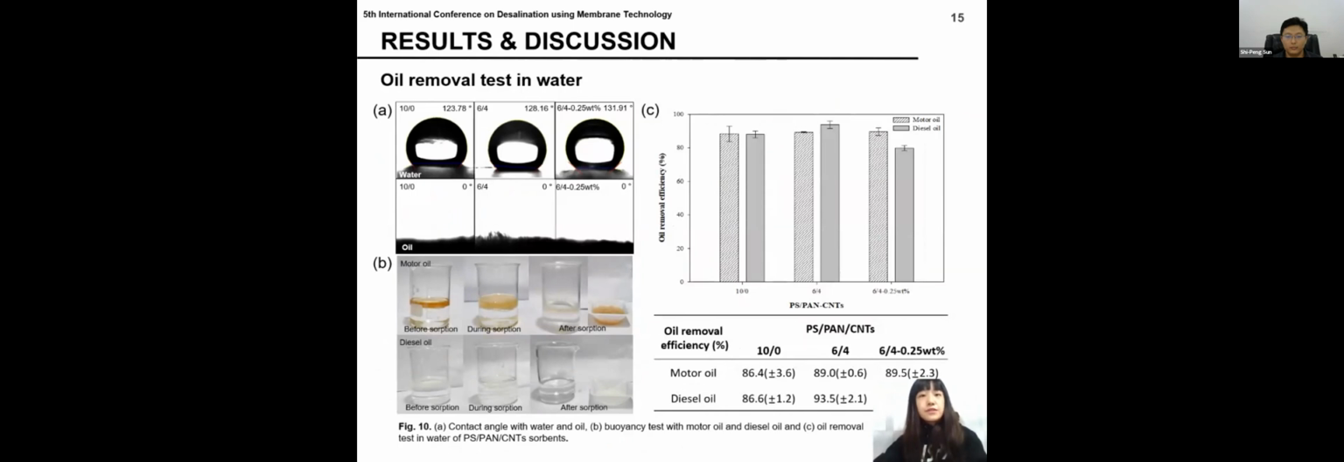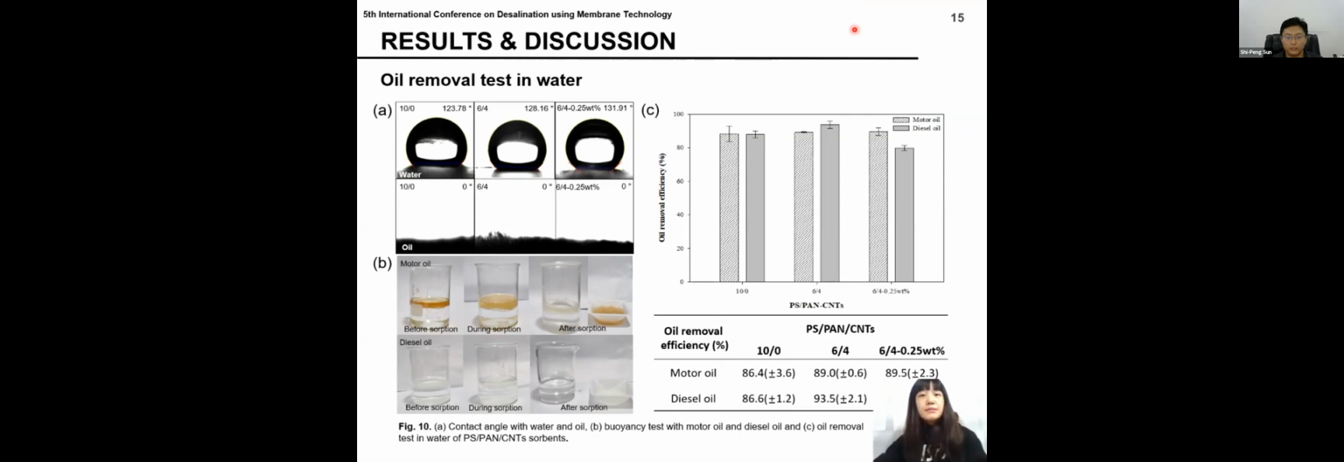Fabricated sorbents can float on the surface of water for a long time because they are hydrophobic and oleophilic, and they absorb only oil. These characteristics were confirmed by the contact angle to water and oil and a sorption test of oil in water. As shown in the photograph, all sorbents have a contact angle higher than 125 degrees with water, while the contact angle of oil is 0 degrees. Therefore, all sorbents selectively absorb oil by floating on the surface of water for a long time.